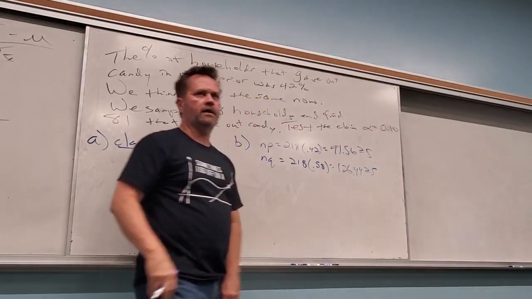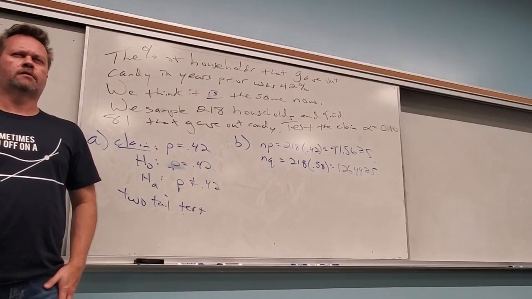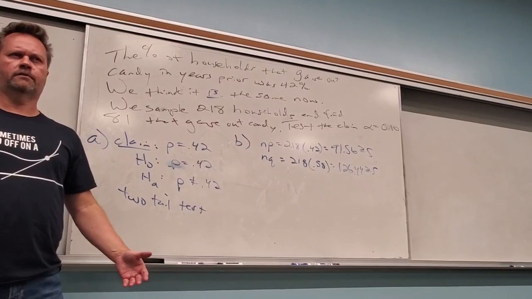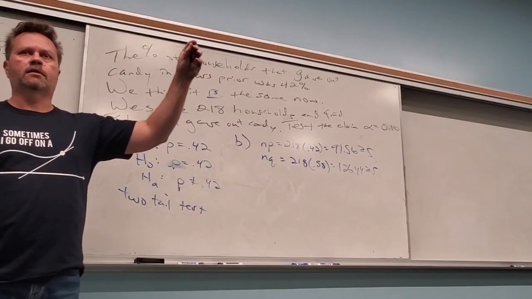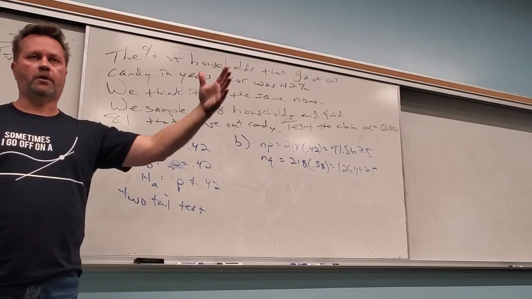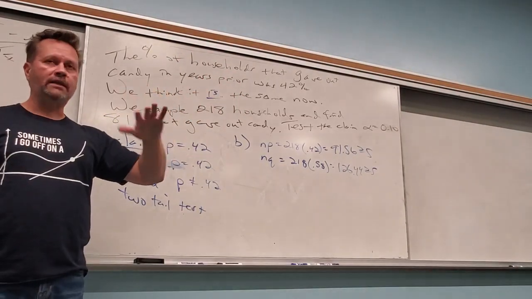Ninety-one point six. Those are both at least five. What does that mean? Normal enough. Right. So we're allowed to do some. If either one of those was less than five, or both were less than five, you cannot do anything.